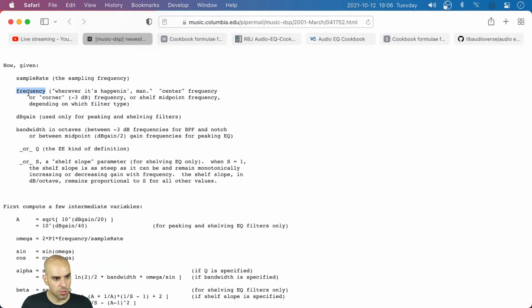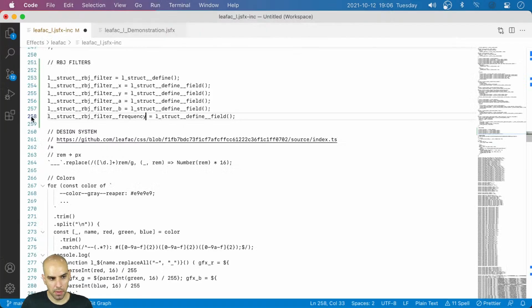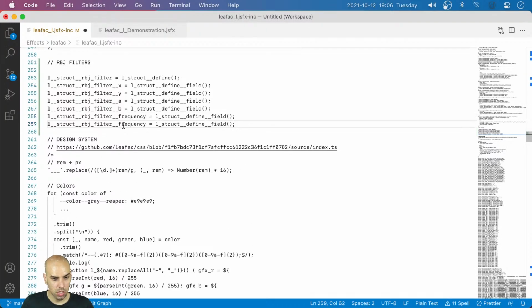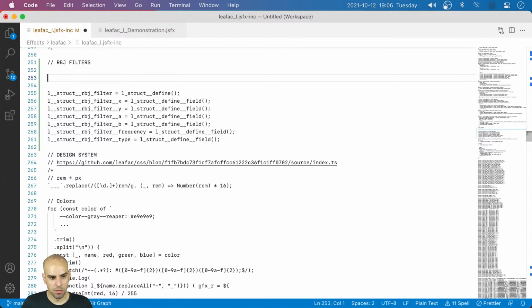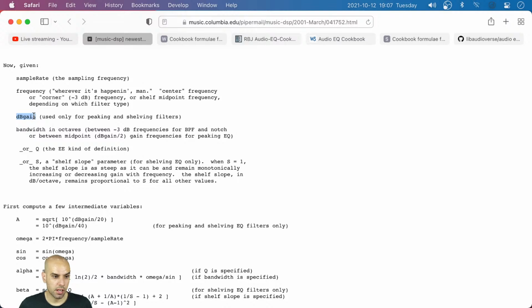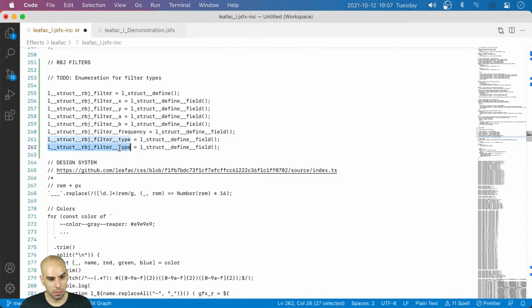I'm also going to store the dB gain. And this is only useful for two kinds of filters, peaking and shelving, but if that is my kind of filter, so I guess that's another thing I need to store. What is my type of filter? And maybe I will have an enumeration for this. So let's have a to-do for enumeration for filter types. We'll get to this shortly. So we are storing the frequency, we are storing the type, and that means that we can store the dB gain, and I'm going to call this dB gain.